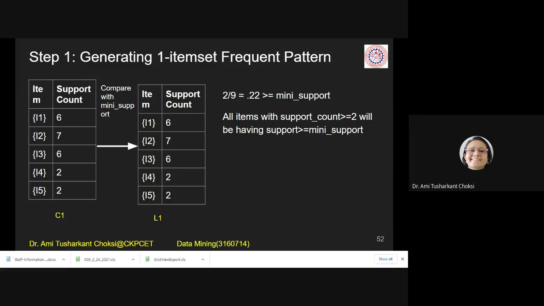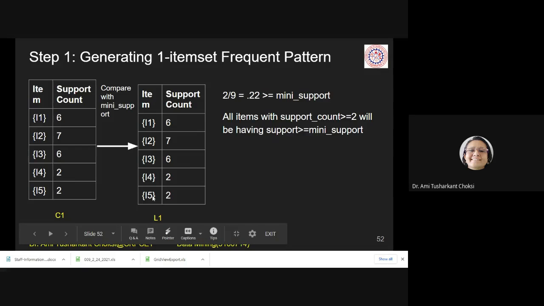Just now, that was a one item set. The next step in our Apriori algorithm is, when a one item set is frequent, from that we need to generate two item sets. So I1, I2, I3, I4, I5 together cannot be used for two item set generation. We'll combine two items: I1 I2, I1 I3, I1 I4, I1 I5, I2 I3, I2 I4, I2 I5, I3 I4, I3 I5, and I4 I5.